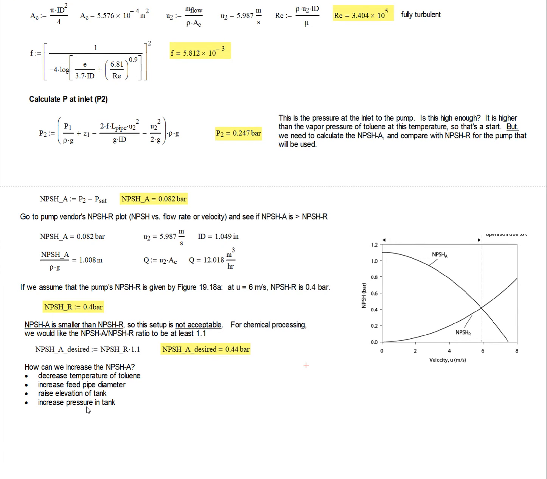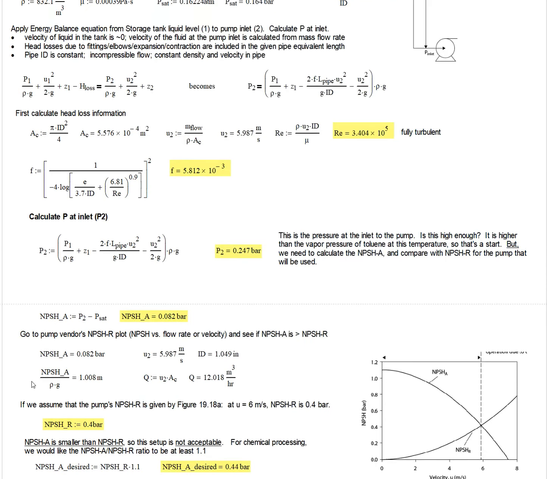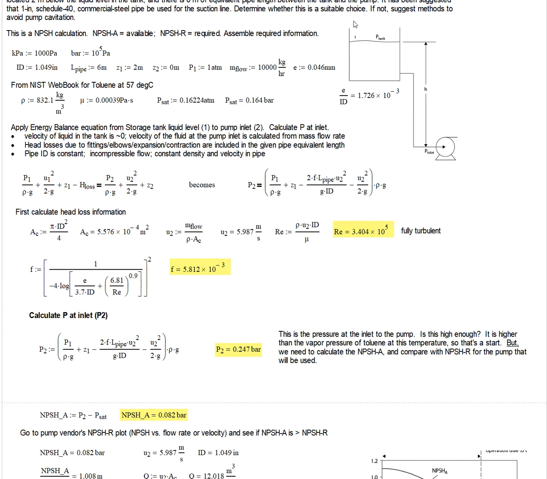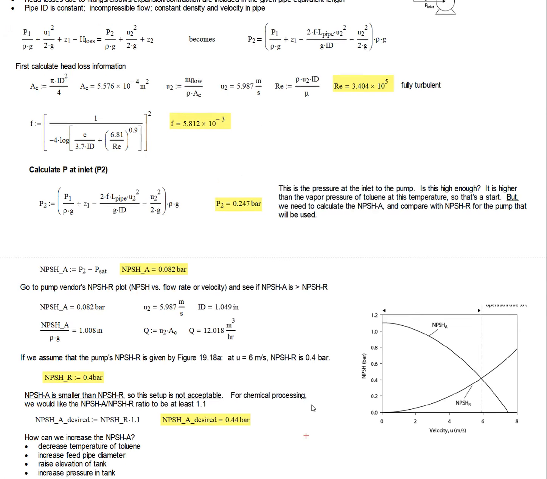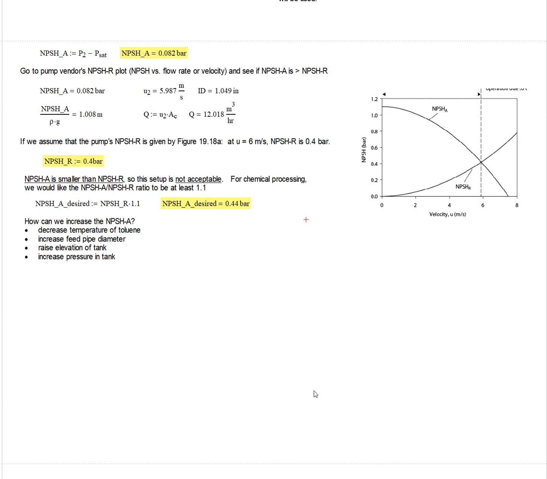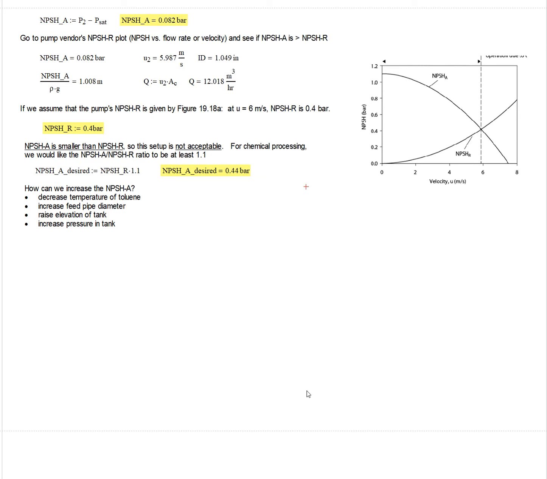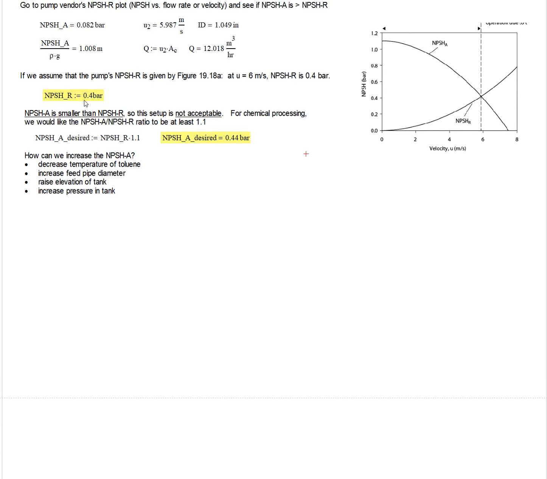Another thing that could be done is simply increase the pressure in the tank. Increase this P1. Right now P1 is atmospheric pressure. What if you pressurize the tank? That will certainly increase the pressure at the inlet of the pump, and you would have to do it enough to where you would reach at least 0.44 bar for your net positive suction head available. That is the solution to this problem.